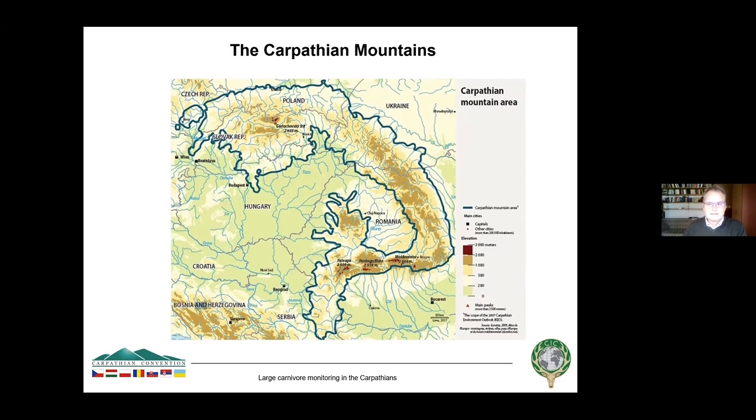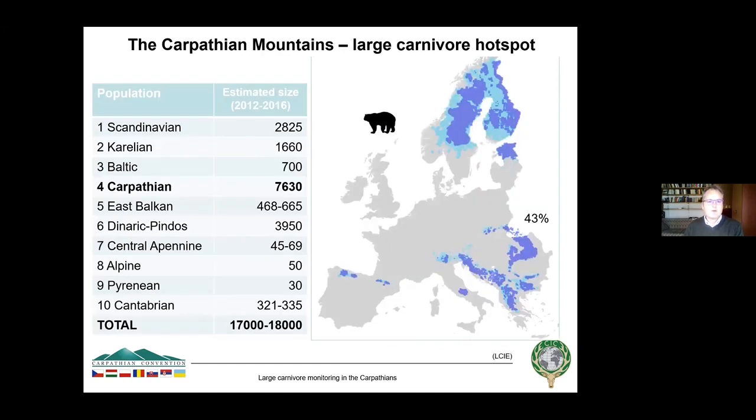And these Carpathian Mountains are really a large carnivore hotspot. If you see the figures which were presented by John already in the early talk we had this morning, the Carpathian bear population is about 7,600 individuals, which means that it's about 43% of the European Union population, or the European population, depending on which calculation you take.